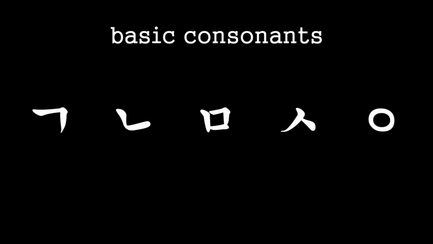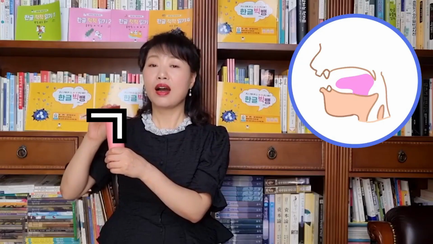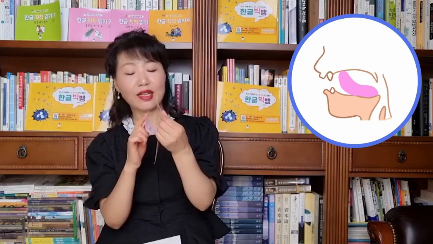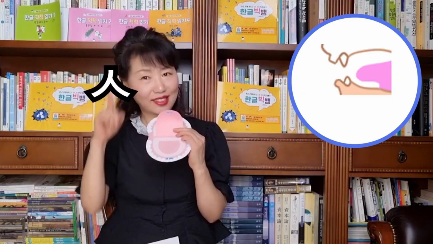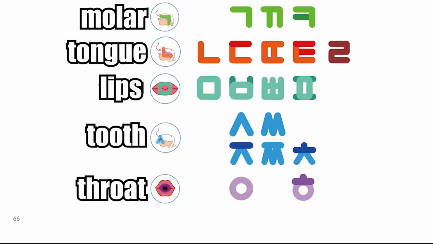The 5 basic consonants were created after the shape or movement of the vocal organs. 그, the root of the tongue has blocked the throat. 느, the tip of the tongue touches the upper gums. 무, the shape of the lips. 스, the shape of the tooth. 으, the shape of the throat. Similar sounds pronounced at the same articulation point are represented by the letters of similar shape.